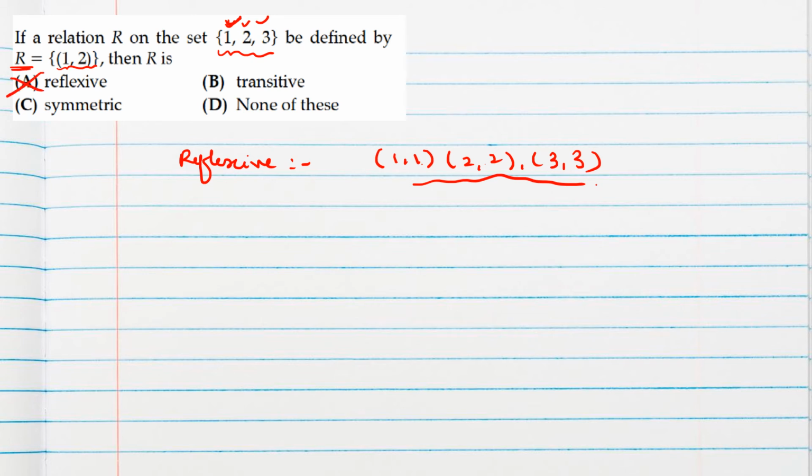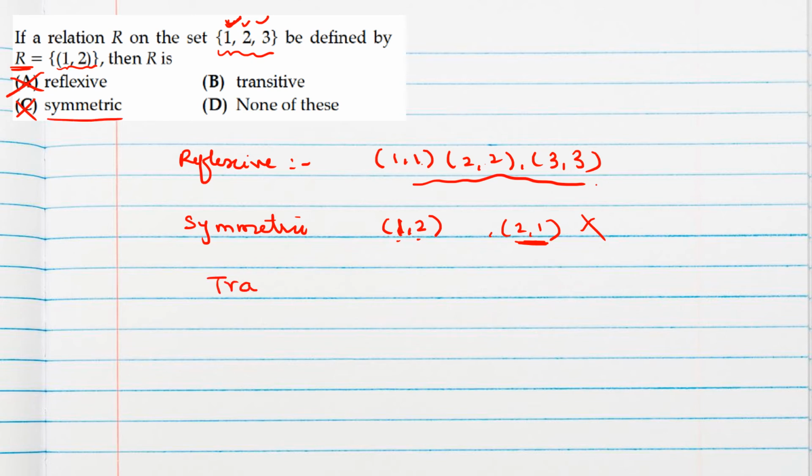Okay. Now (1, 2) is there and (2, 1) is missing, right? Here (2, 1) is missing. Okay, what is symmetric? Actually I am checking symmetric here. So symmetric, if (1, 2) is there, (2, 1) also should be there. If (2, 1) is missing, we will say it is not symmetric. It is not symmetric. Here it is given symmetric, so C option will not come.